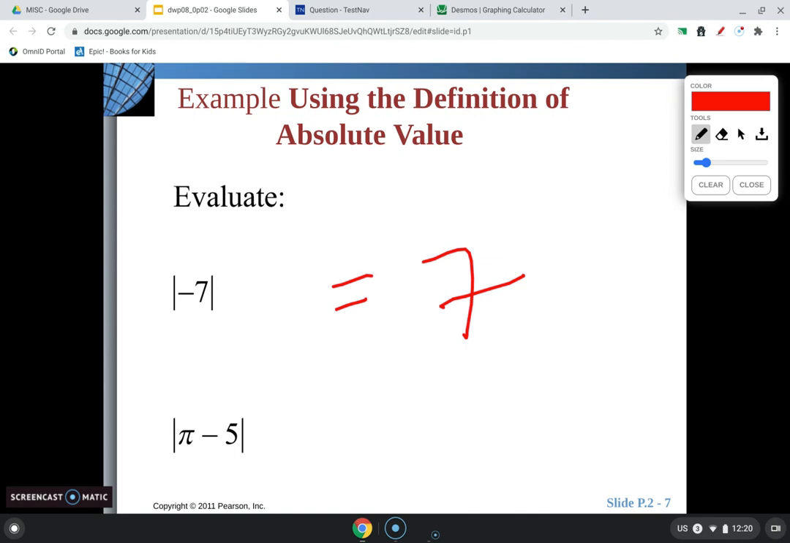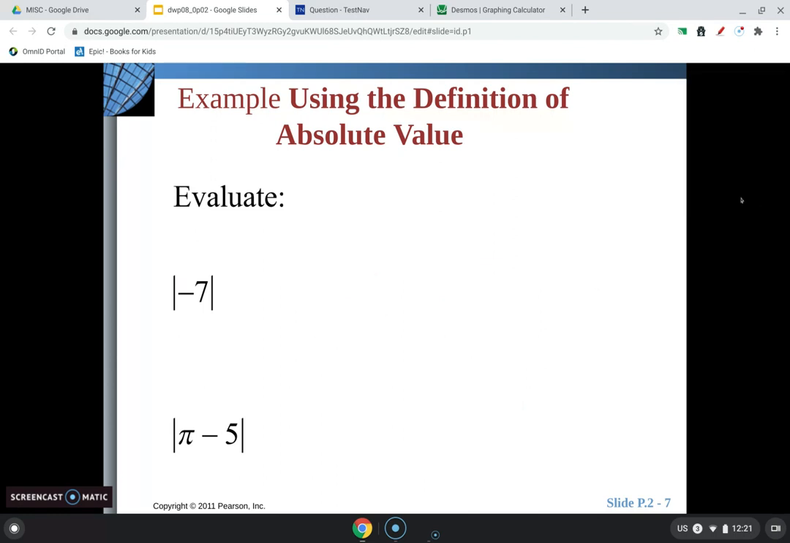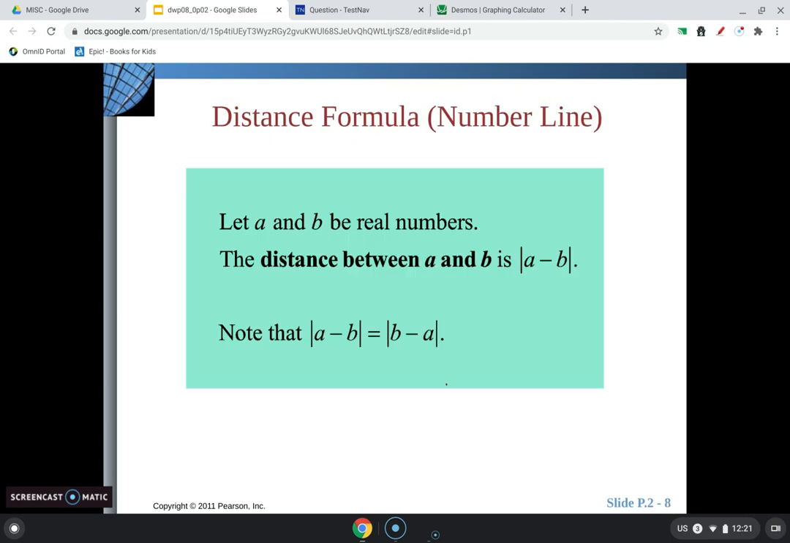So you do the opposite. Pi minus 5: if you did that, that'd be like negative 1 point something, something, something. So you can just flip that around and do the opposite of both. So it would become 5 minus pi. All right. So if it's negative, you do the opposite. If it's positive, it always stays positive. All right, absolute value.